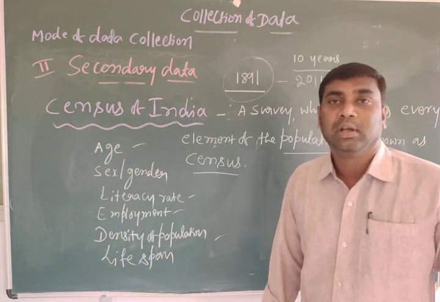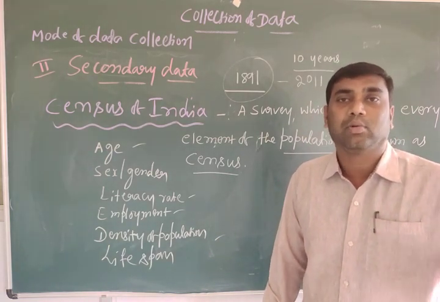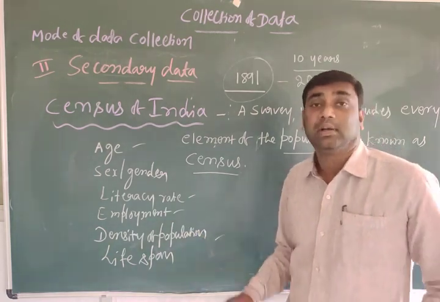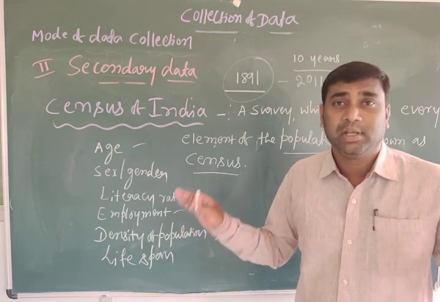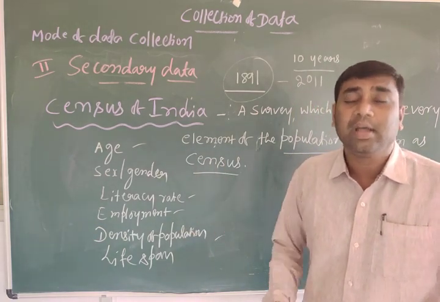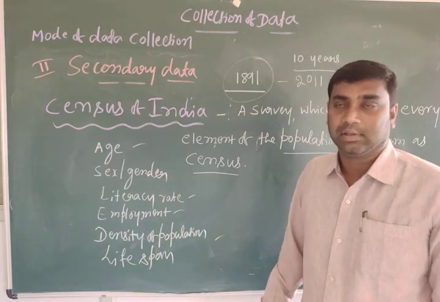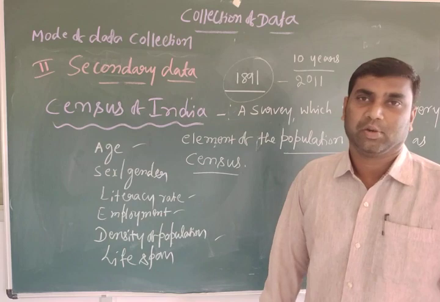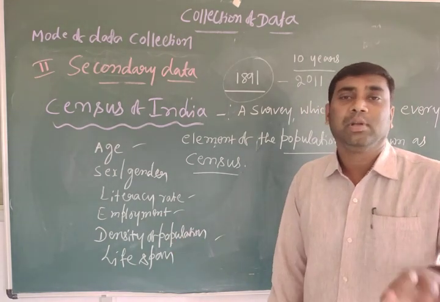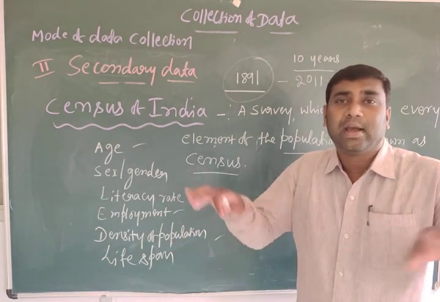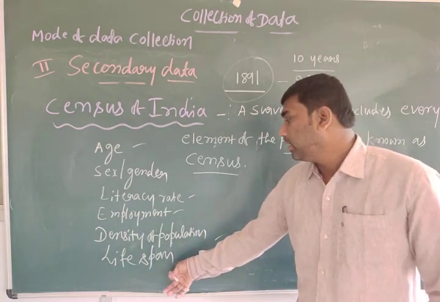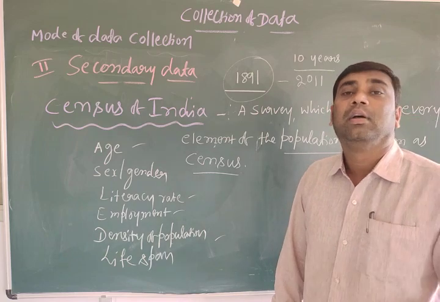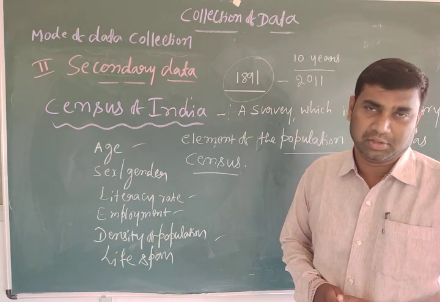Density of population means how many people live in a square kilometer area. Per square kilometer area, how many people live? That is called density of population. We can say it like that, as a percentage. Then lifespan, like how many years people live in the present situation.